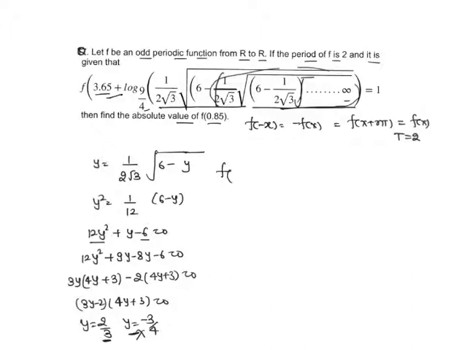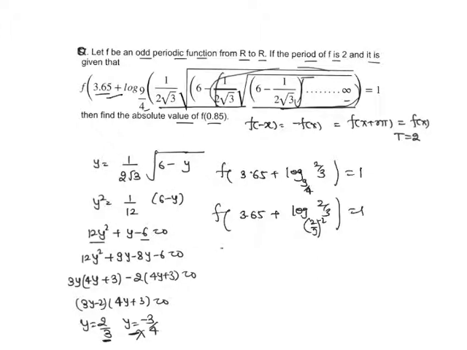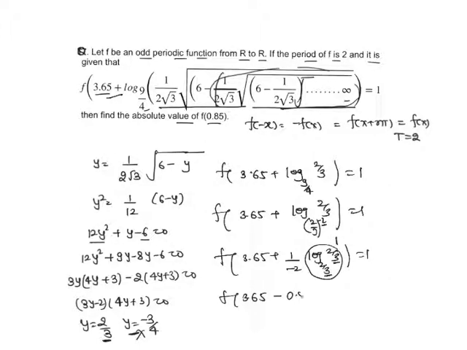So we got f of 3.65 plus log of 2 by 3 with base 9 by 4 equals 1. The base 9 by 4 we can write as 2 by 3 to the power minus 2. So f of 3.65 plus 1 upon minus 2 times log of 2 by 3 with base 2 by 3 equals 1. Base and argument are the same, so this value is 1. So f of 3.65 minus 0.5 equals 1. This becomes f of 3.15 equals 1.